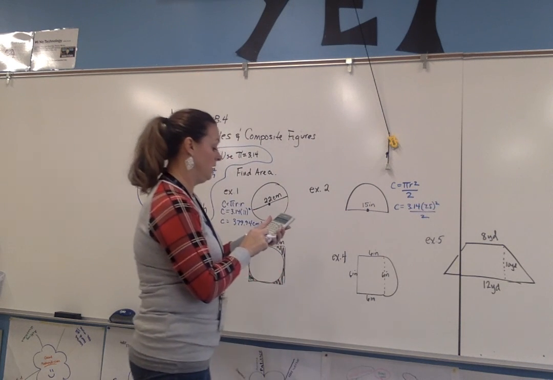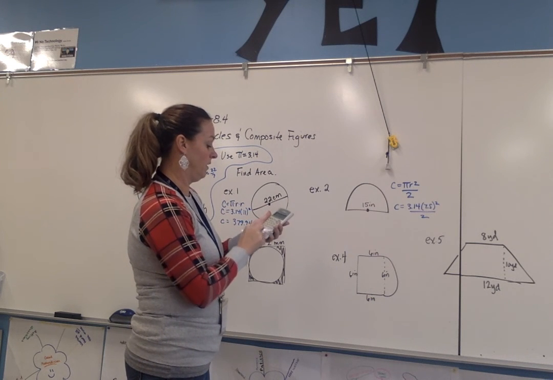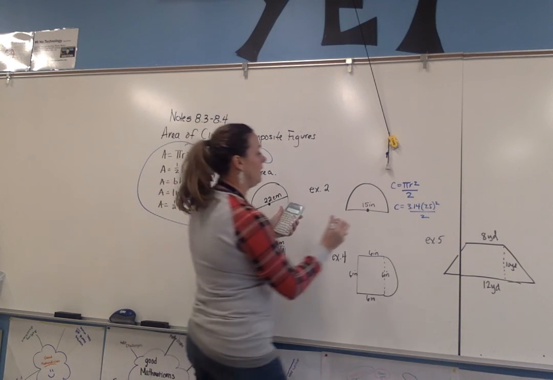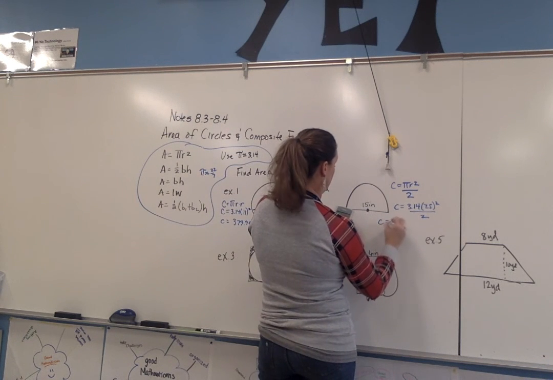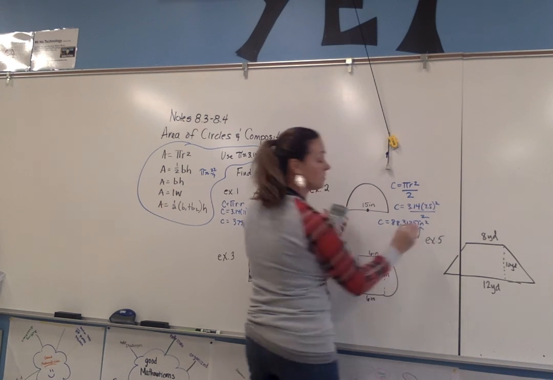So I'm going to type in 3.14 times 7.5 times 7.5. I'm going to hit the equal sign. I'm going to take half of that. And I know that my area is 88.3125, and that's inches squared because units are squared.